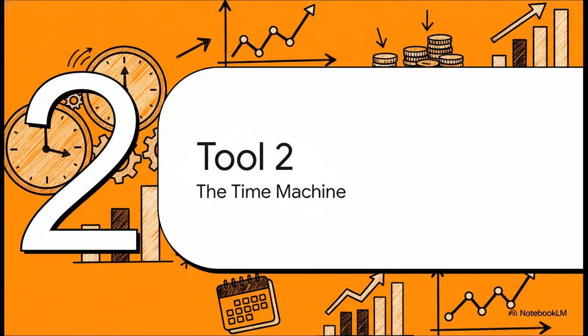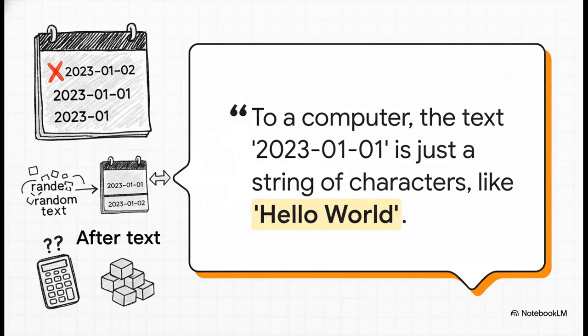Okay, our second tool is the time machine. And this one is absolutely critical for any case that unfolds over time, like tracking sales trends or stock prices. This slide highlights a massive problem. We look at that and we see a date, right? But a computer just sees a string of characters. It has absolutely no idea that January 2nd comes after January 1st. And that means it can't sort things by date, and it definitely can't do any math with them.